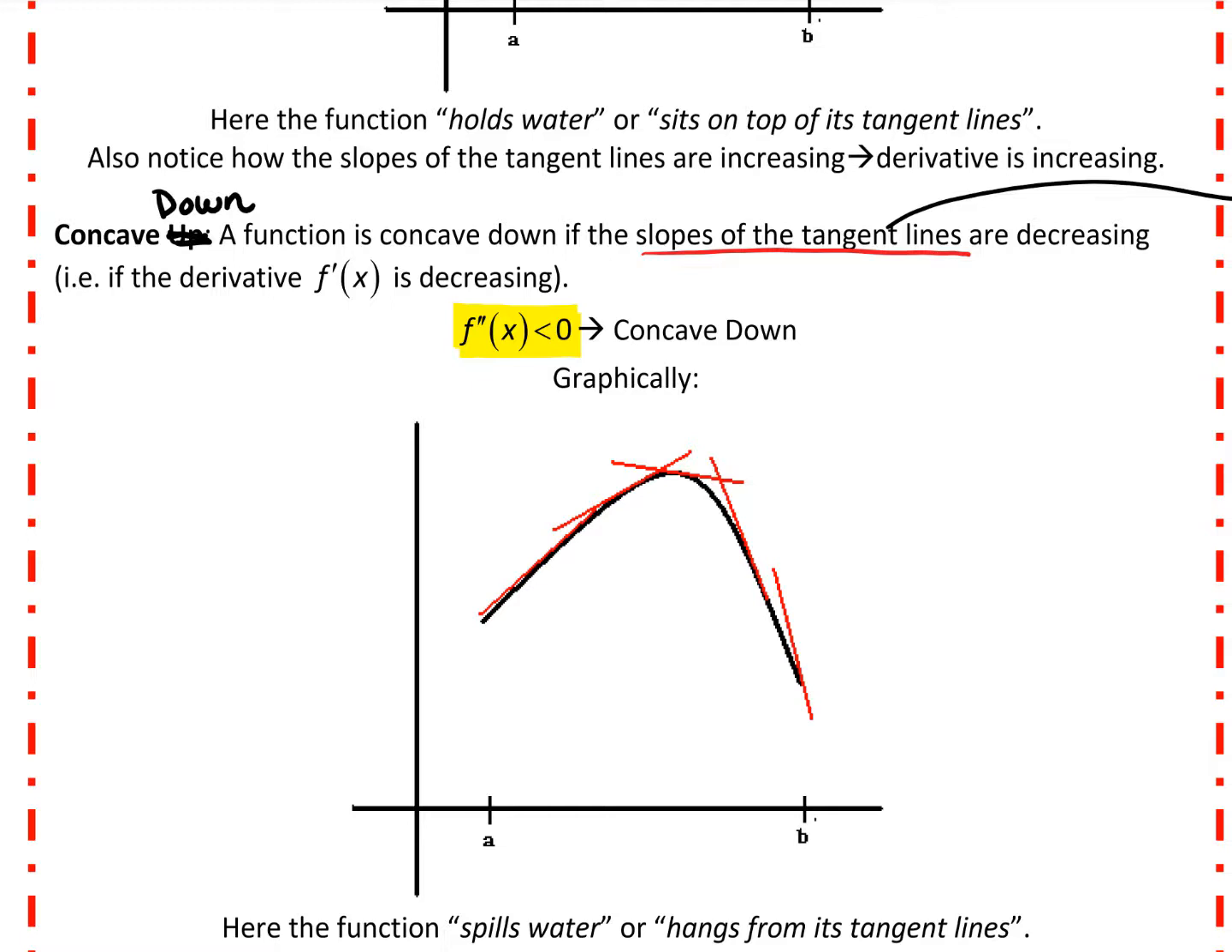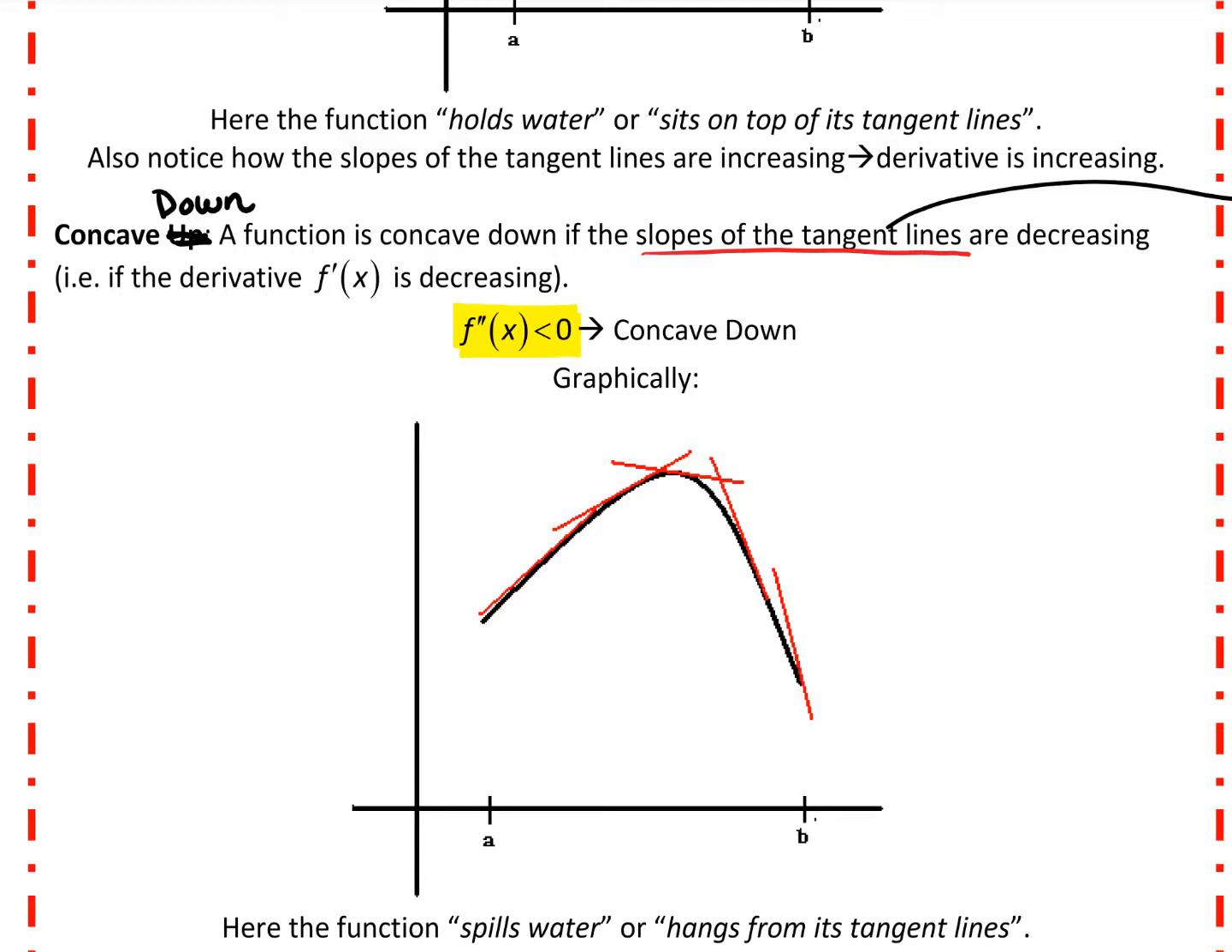Another visual is if you pour water from the top of the curve and rather than holding the water, it just spills off of this curve. So that's another way to think of concave down. If water were pouring from the top of your paper or the top of the screen and were just spilling off of the curve, that's concave down.